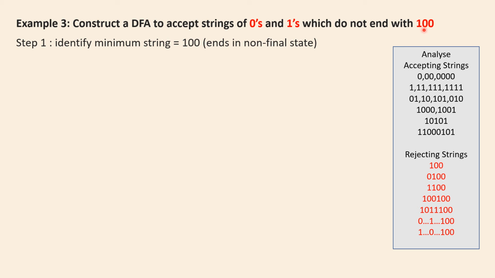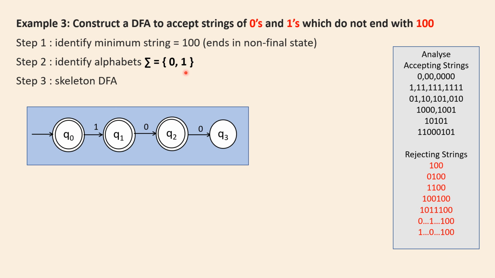So the minimum string which does not end with 100. So the minimum string is 100, which has to be in a non-final state, which means this minimum string has to be rejected. All these while we constructed the minimum string that has to be accepted. Here this is the minimum string that has to be rejected. So the input alphabets are 0 and 1.